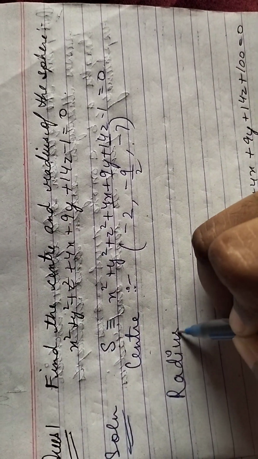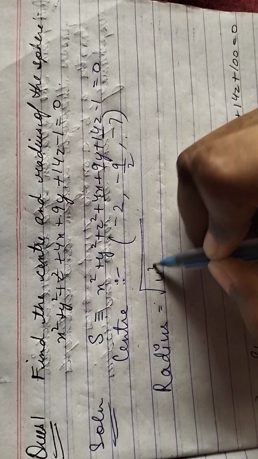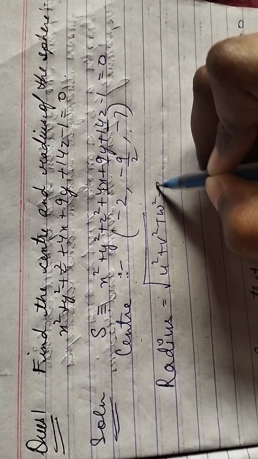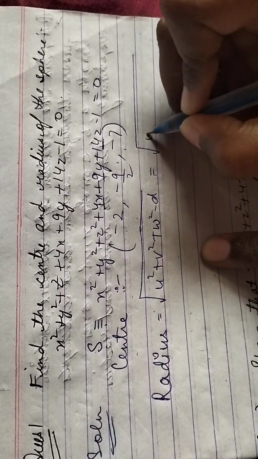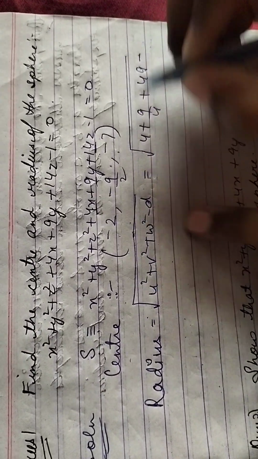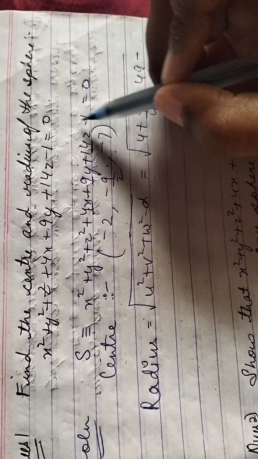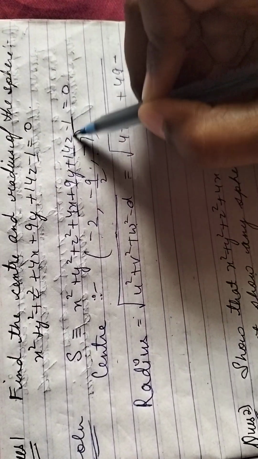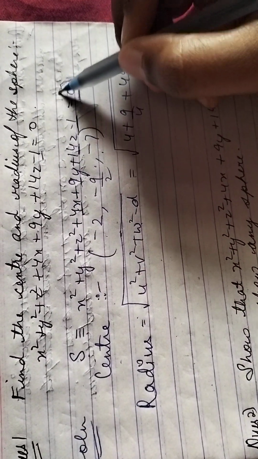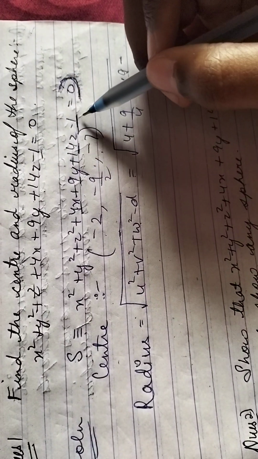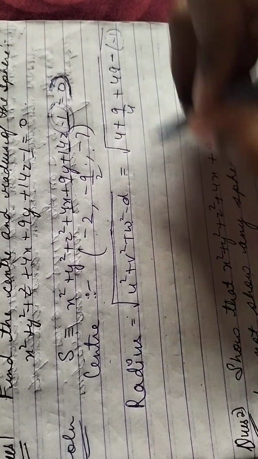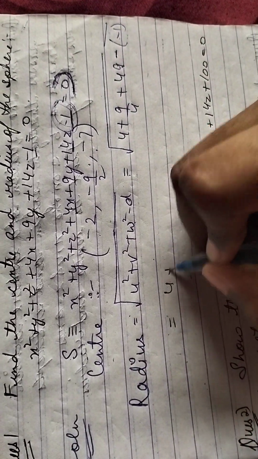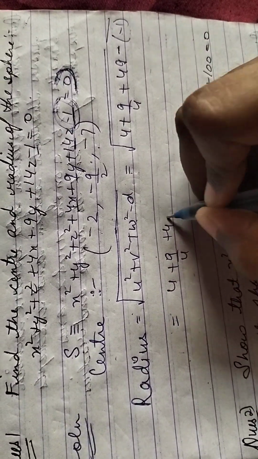Radius, we already know the formula, that is the square root of u square plus v square plus w square minus d. Putting these values here, we'll get the square root of 4 plus 9/4 plus 49 minus d, where d is equal to -1. If we compare this equation with the equation which we got on expanding the general equation of the sphere, we'll see that this value is the value of d. So here comes 4 plus 9/4 plus 49 plus 1.